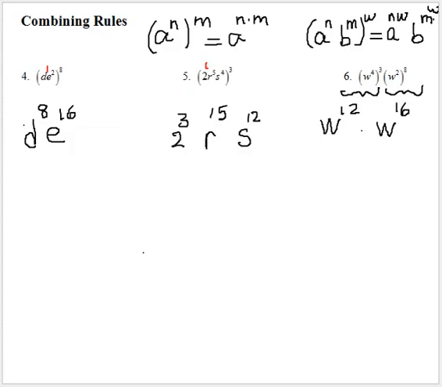Now we are back to another rule here, right? Now we have the same base, different exponents, you multiply them. Exactly, rule number 1. So we're back to rule number 1 here. So it would be w to the power of 12 plus 16. So it would be w to the power of 28. Very good. All right, you got it.